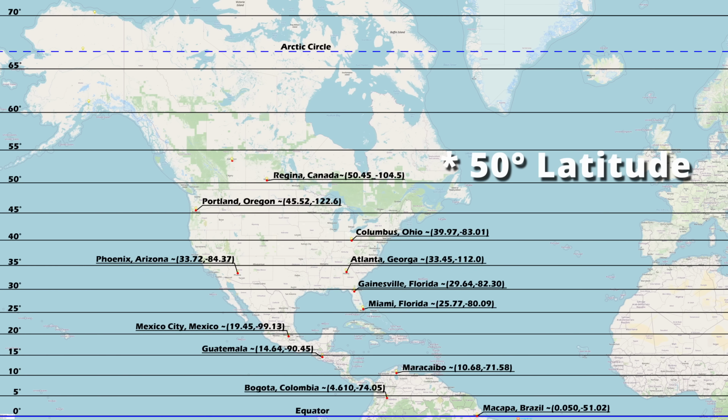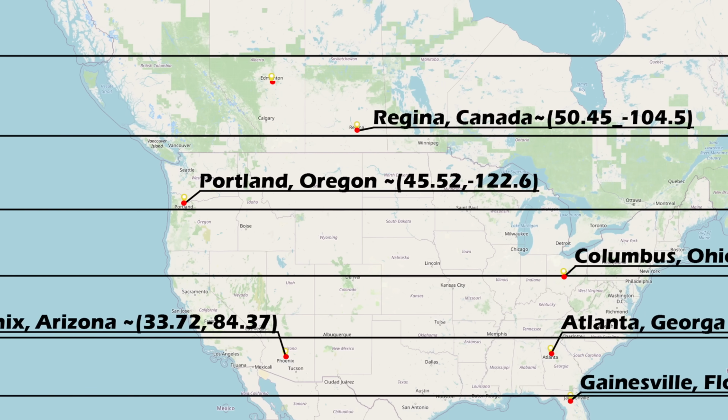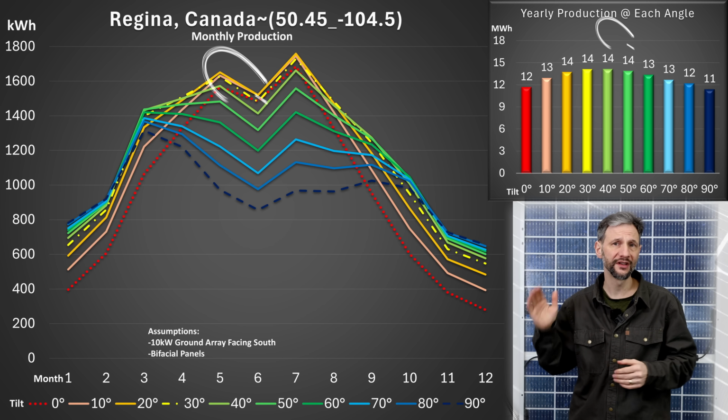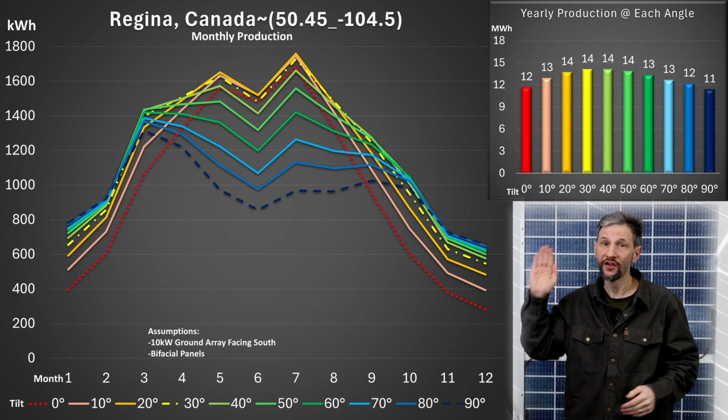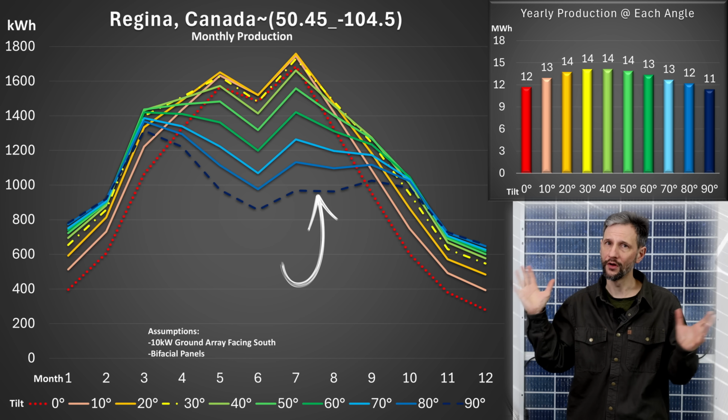At 60 degrees latitude, we move into Canada with a very similar graph. I would probably target 60 degrees here as well for the best balance, but vertical starts to make a lot of sense with all the snow.